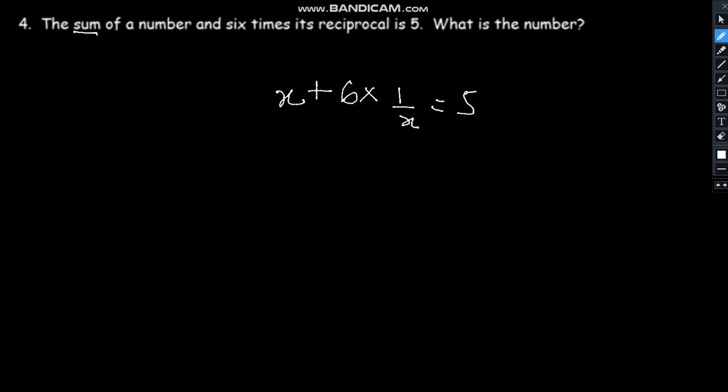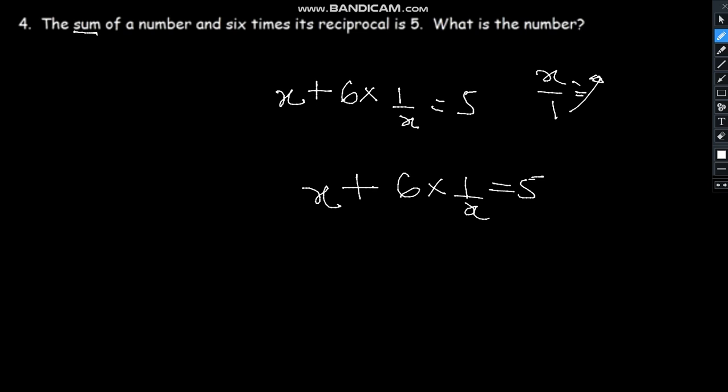The sum of a number, I bring my plus. The number is x, and 6 times its reciprocal. The reciprocal of x will be 1 over x, is 5. I hope this is clear. Because x is over 1, the reciprocal of x will be like this: x will come down, then 1 will go to the top. So this is it. You can go on and solve this real quick.